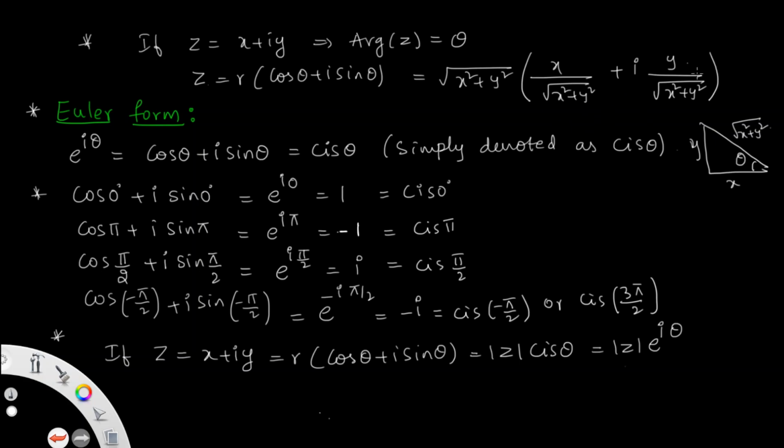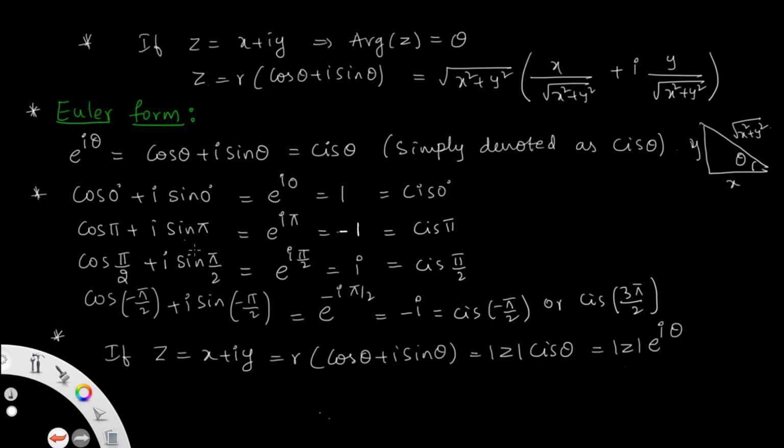As a shortcut, we denote it simply using the Euler form. That is e to the power of i theta, which is nothing but cos theta plus i sin theta, that is cis theta. If theta takes some values, it is more beneficial for solving problems. Suppose theta is 0, it becomes cos 0 plus i sin 0, which is e to the power of i 0. Cos 0 is 1, sin 0 is 0, so the number is 1. Then it is simply denoted as cis 0.